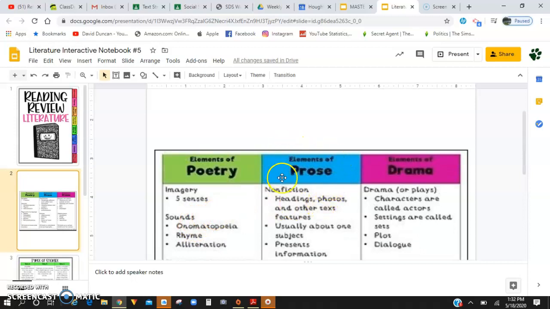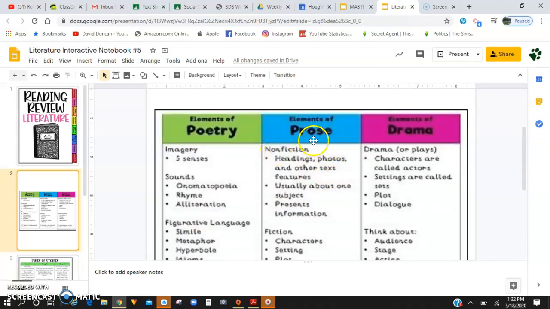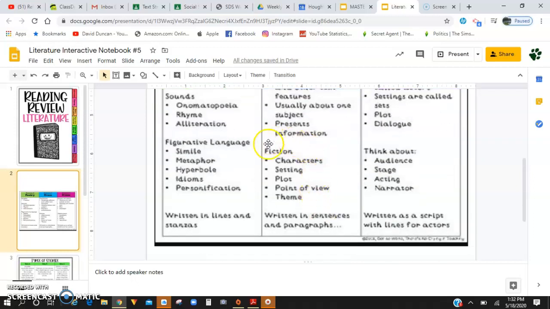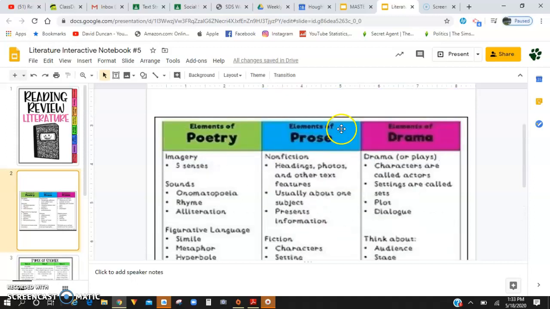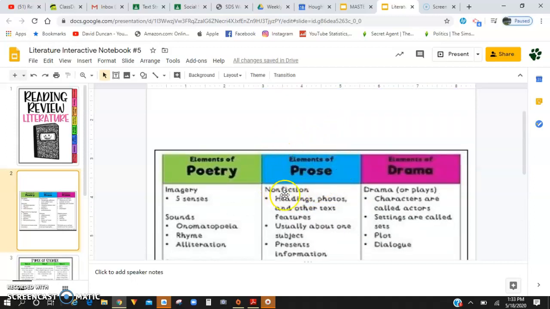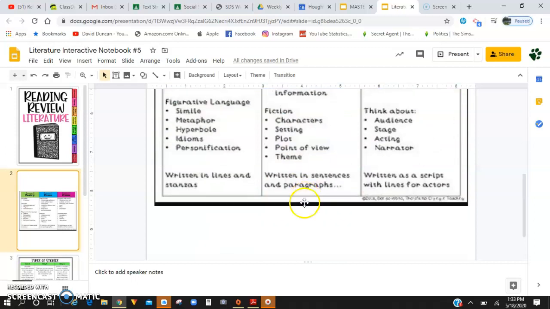Over here, elements of a prose. It's typically nonfiction. It typically has headings, photos, and other text features. It's usually about just one subject, and it gives the reader information. For the fiction portions of that, there's a character, setting, plot, point of view, theme, and it's written in typical sentence structure and form and paragraphs. So a lot of our books that we would read and even magazine articles would be typically this element or type of story of prose writing.